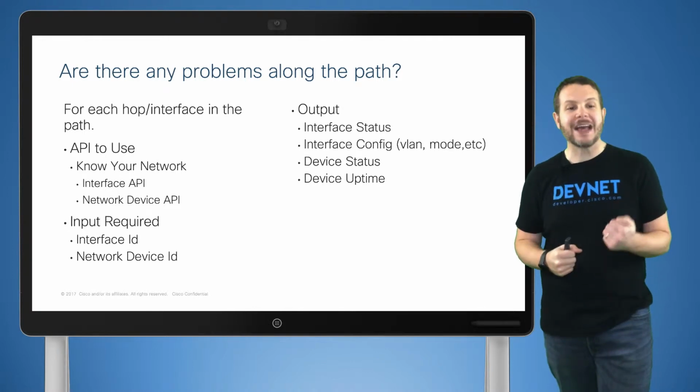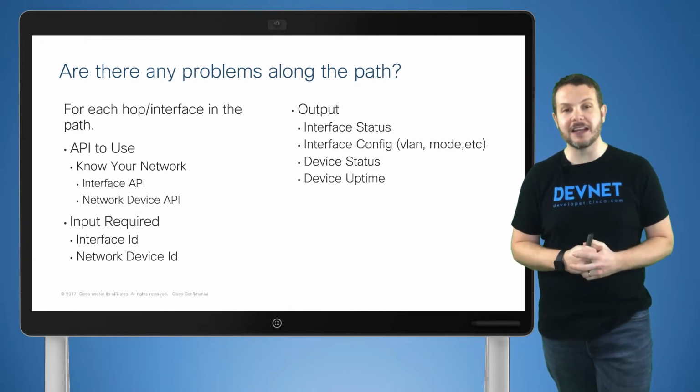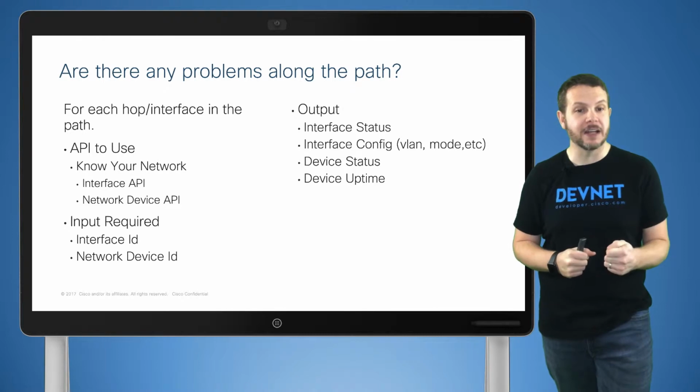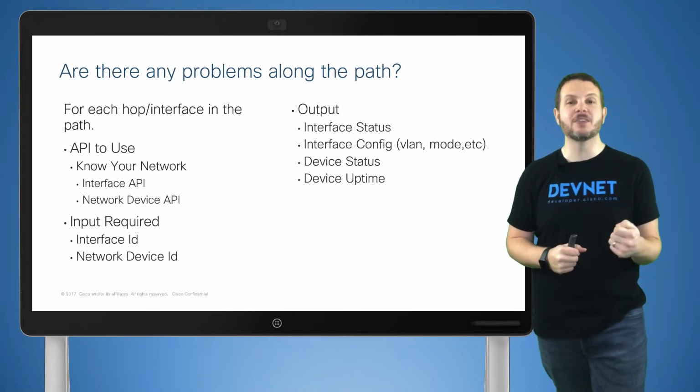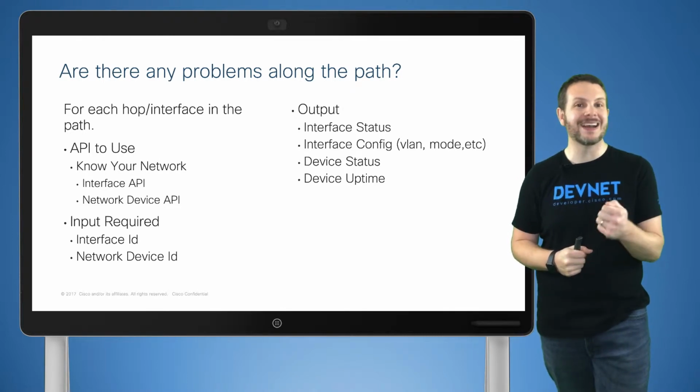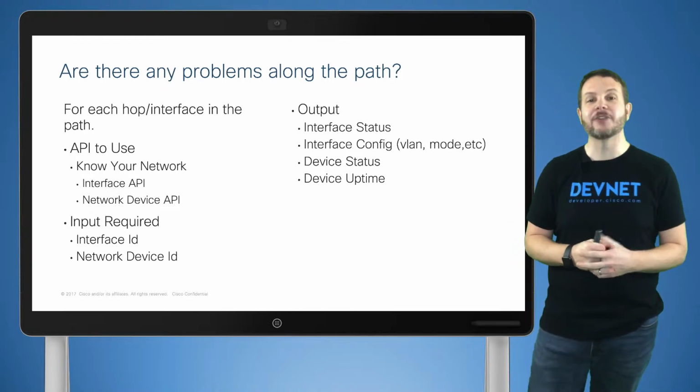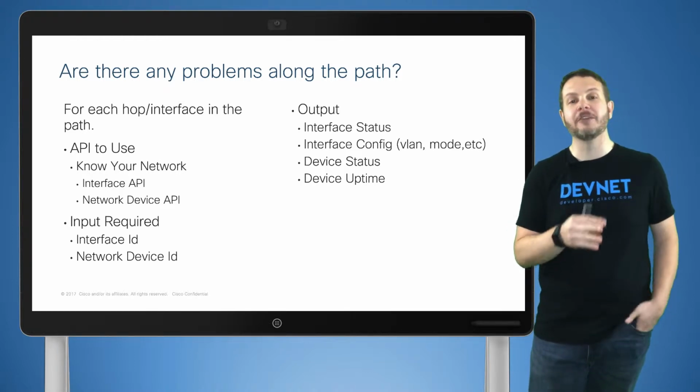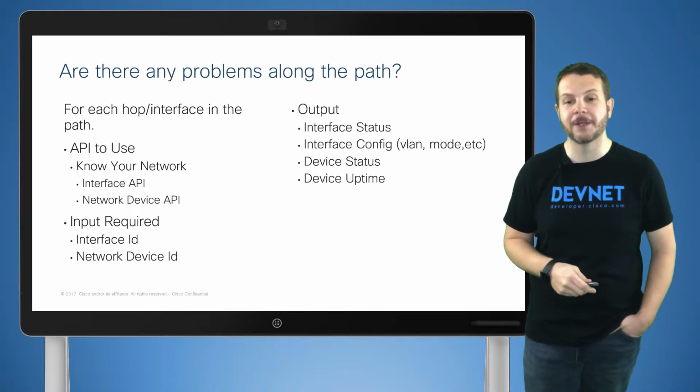So we'll go back to that interface and network device APIs and explore information about the network devices, as well as the interfaces that are being used to ingress and egress each hop along the way, gathering us the full information about how we get from point A to point B across our path.